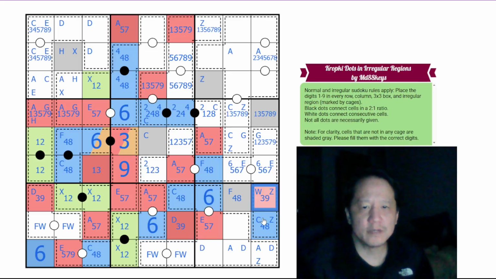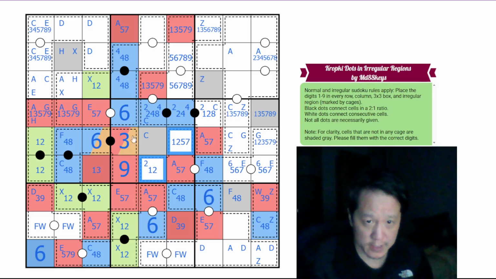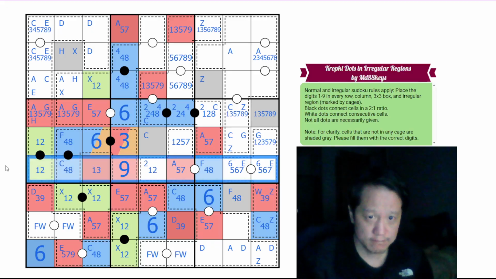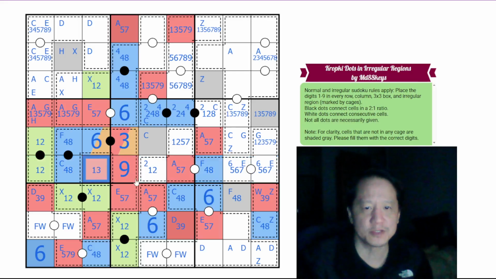This is W as 3 or 9. This 3 eliminates 3 in the rest of the box. Well, we have a 1, 2 pair now in row 6, which eliminates 1 and 2 in the rest of the row. This can't be 1 or 2. It's 3, which eliminates 3 in the rest of the box. And this can't be 1. This is 5, 7, 9.